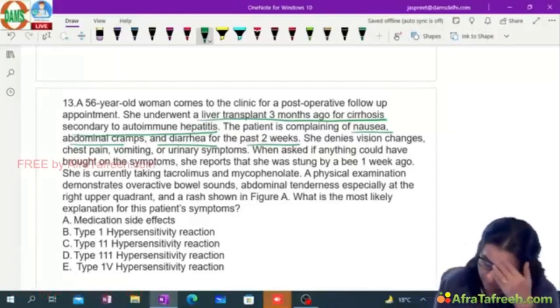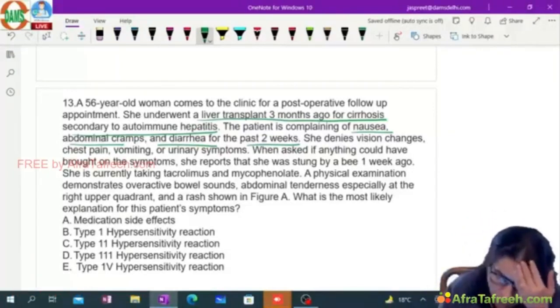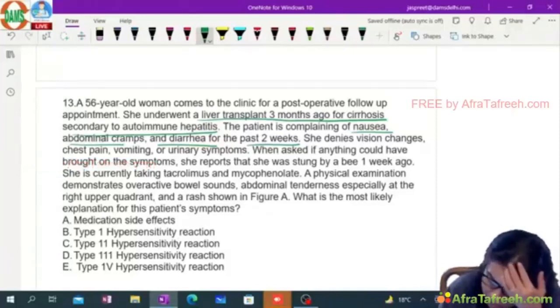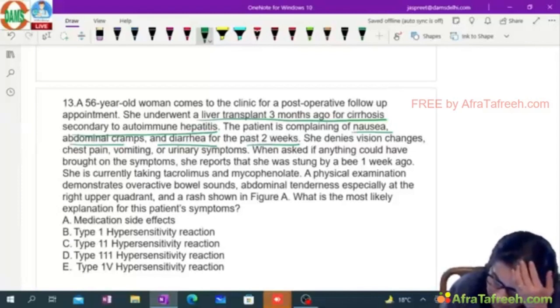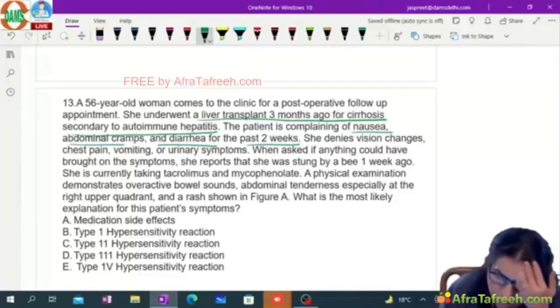So a 56-year-old woman comes to the clinic for a post-operative follow-up appointment. She has undergone a liver transplant 3 months ago for cirrhosis secondary to autoimmune hepatitis. The patient is complaining of nausea, abdominal pains and diarrhea for 2 weeks. She denies vision changes.